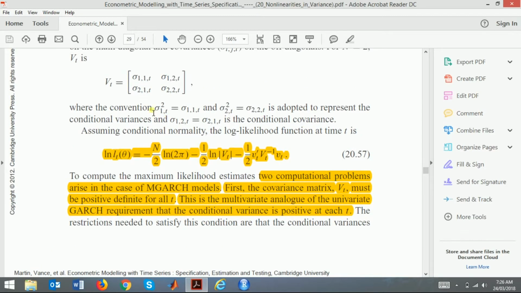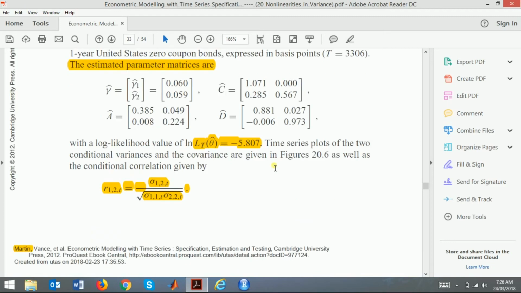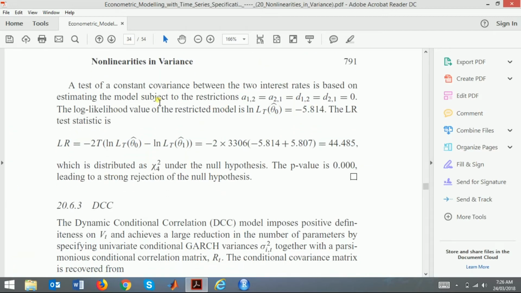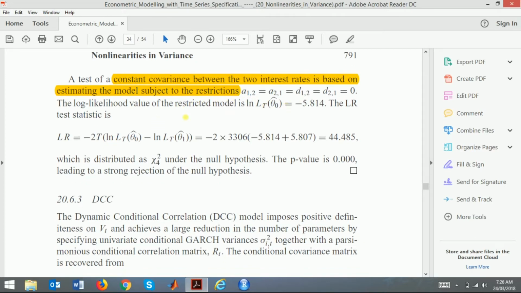Okay, so here it suggests that the diagonal gives variances and the off-diagonal gives covariances. So you just draw time series plots with that, and conditional correlation is also given by this. A test of constant covariance between two interest rates is based on estimating the model subject to restrictions. Is the covariance constant? Just set against restrictions. The log likelihood value, there are statistics, fine. So this is the example.